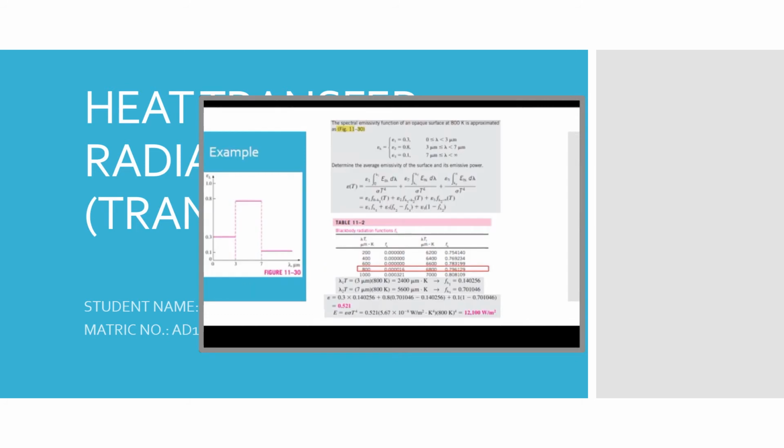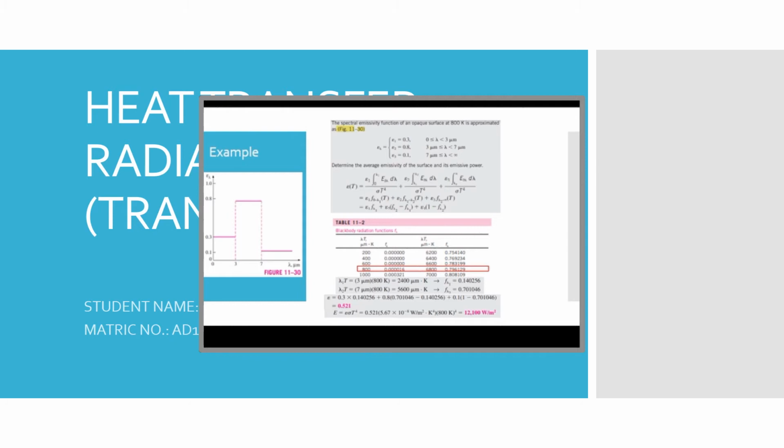Now we go to the example. The spectral emissivity function of an opaque surface at 800 Kelvin is approximated as in figure 11.30. Now we need to determine the average emissivity of the surface and its emissive power. The variation of emissivity of a surface at a specified temperature with wavelength is given. The average emissivity of the surface and its emissive power are to be determined.